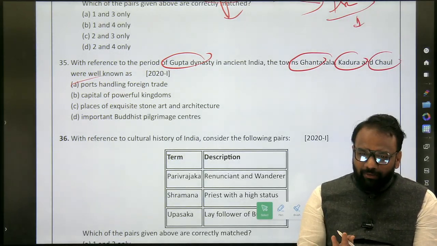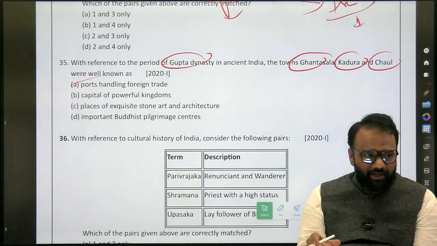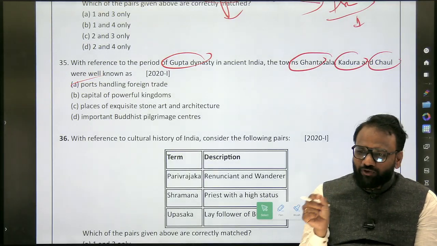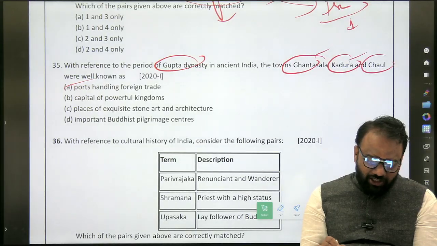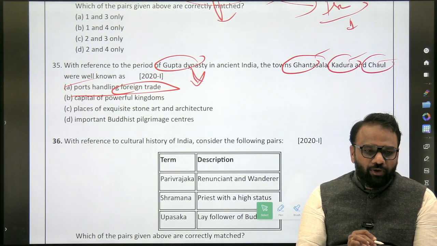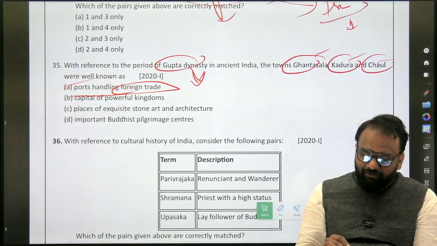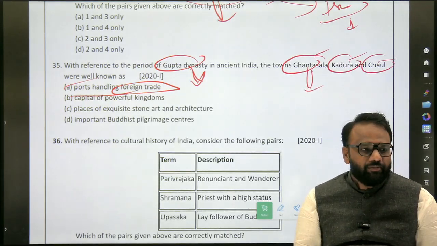But now we already have time. So I have compiled a list of ports and the corresponding dynasties to which they belong. Now what you will prepare: Ghantasala, Kadura, Chaul, ports handling foreign trade, associated with the Gupta dynasty. Now the extra information: where is Ghantasala present? Which modern Indian state?